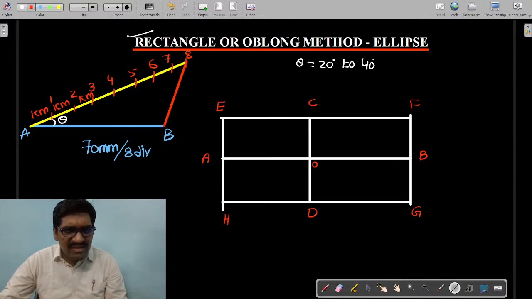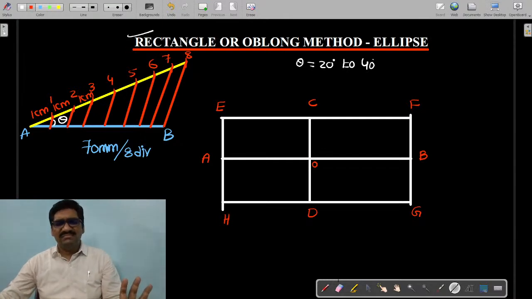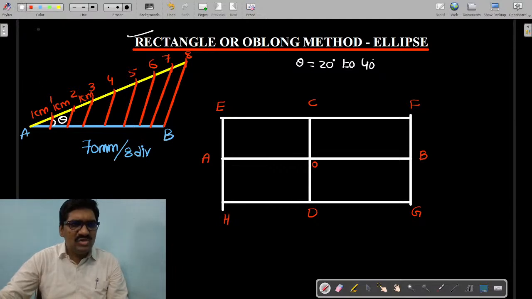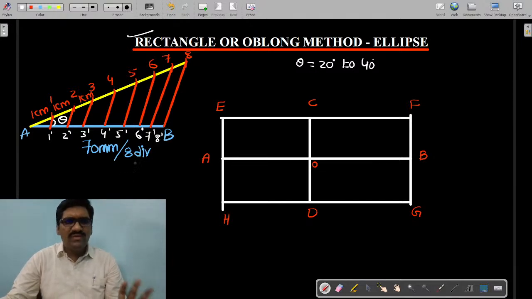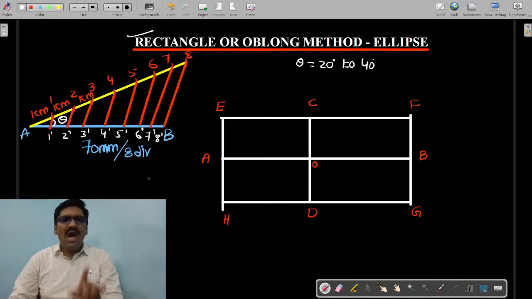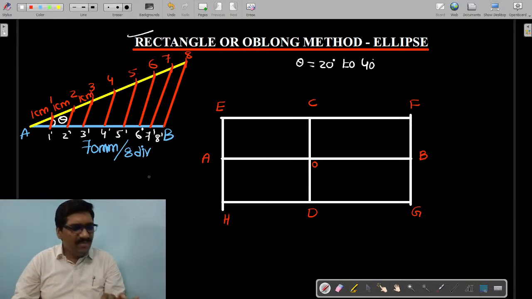Next, parallel to this line, draw a line from 7, from 6, from 5, from 4, from 3, from 2, and from 1. That's it. Now I can get the corresponding points: 1 dash, 2 dash, 3 dash, 4 dash, 5 dash, 6 dash, 7 dash, and then 8 dash. Over. So this is the perfect way to divide a straight line into equal number of divisions.